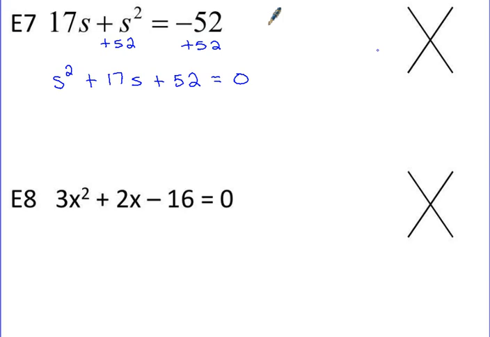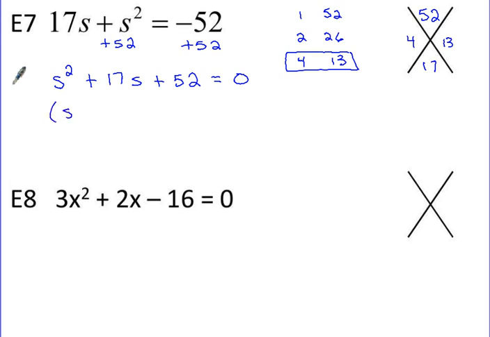We then would do our diamond with the 52 on top and 17 on the bottom. Now guys, not everybody's going to see what those numbers are that's going to work for that right away. So you'd have to list out the factors of 52. 1 and 52. 2 and 26. 3 doesn't go in there. 4 and 13. Up, 4 and 13 add up to 17. So we have our numbers, 4 and 13. So we factor that into s plus 4 and s plus 13 equals 0.